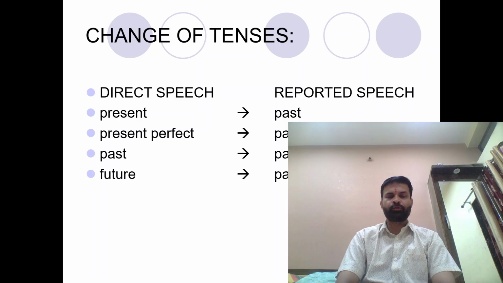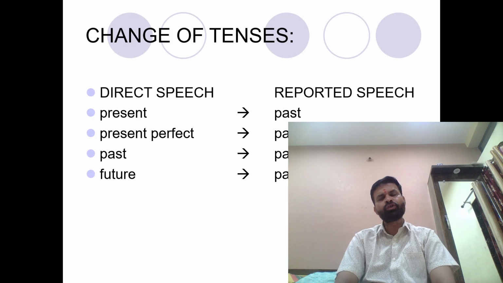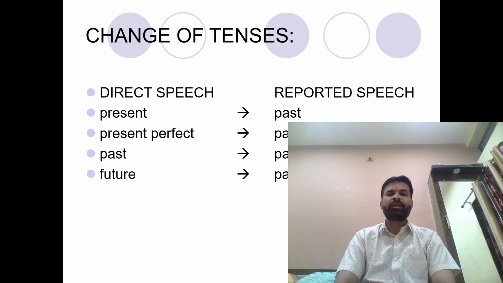You can see here also on the screen change of tenses. Direct speech, if the sentence is written in present tense, that would change into the past. Present perfect into past perfect. Past into past perfect. And future will be future, but past future, like will change into would, this way.